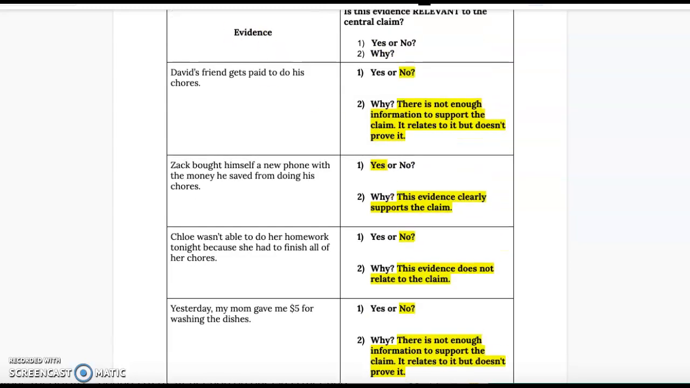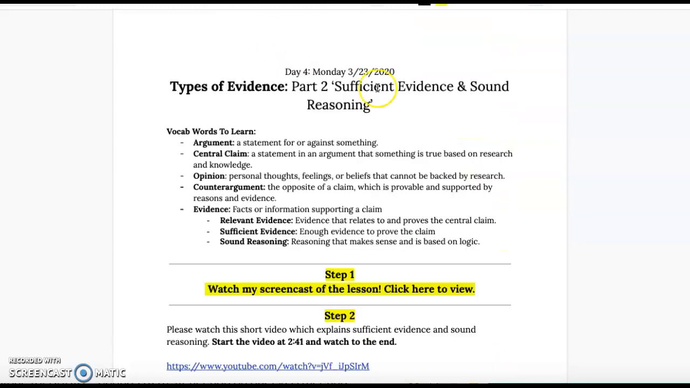Okay, so today, let me get to today's assignment. Here we go. Today we're continuing with evidence that makes arguments strong. And we're going to look at what sufficient evidence is and sound reasoning. 2 more key elements to making a strong argument.